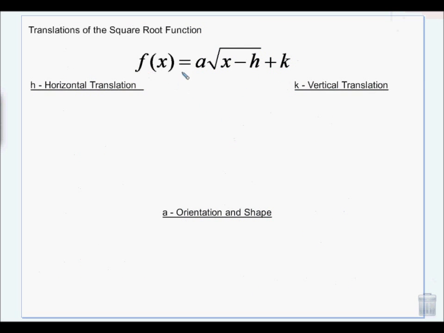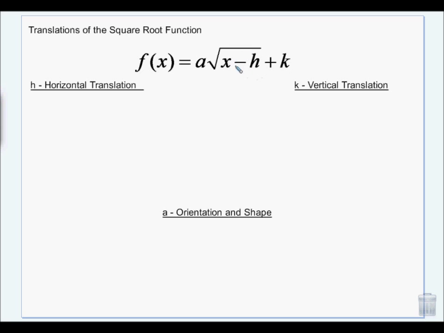Alrighty. Okay, translations of the square root functions. So this is your basic form. Well, actually, that's not everything. There could be a coefficient on the x as well, but you can have a coefficient out in front of your root. You have your x, and then something happening to the x inside, and then something happening on the end here.